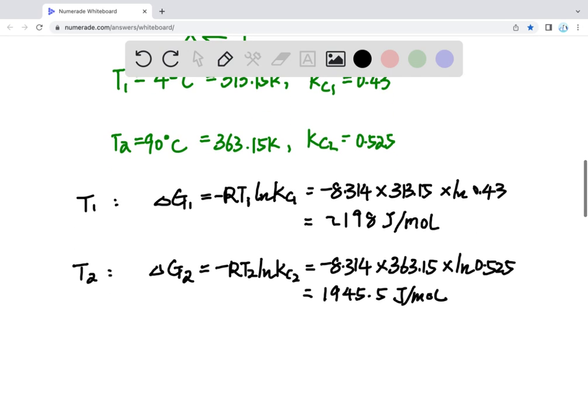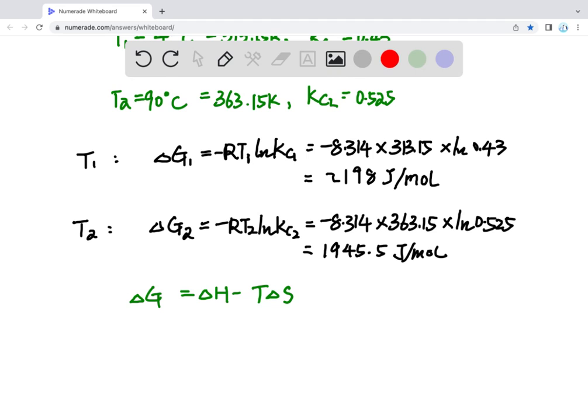So in this case, we know the Gibbs free energy equals delta H minus T times delta S. We know two delta G at different temperatures, so we can get two formulas. That is delta G1 equals delta H minus T1 times delta S. We assume the enthalpy and entropy do not change over the temperature. And second, delta G2 equals delta H minus T2 times delta S.